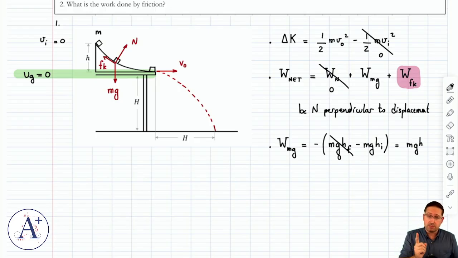Positive amount of work. It makes sense. The reason why the block moves is because the weight force pulls it down. So if the force mg helps it move, it does positive work.